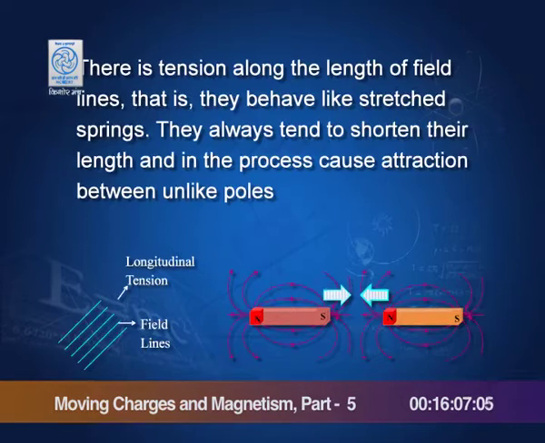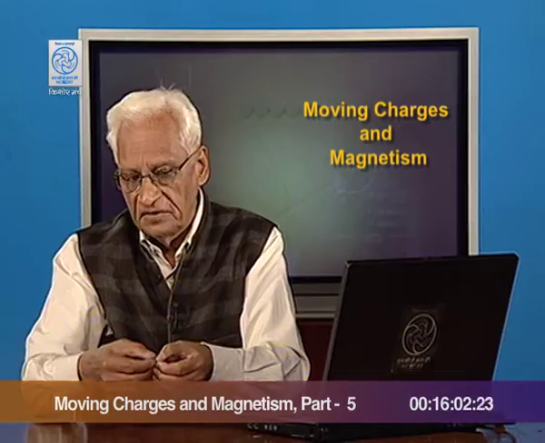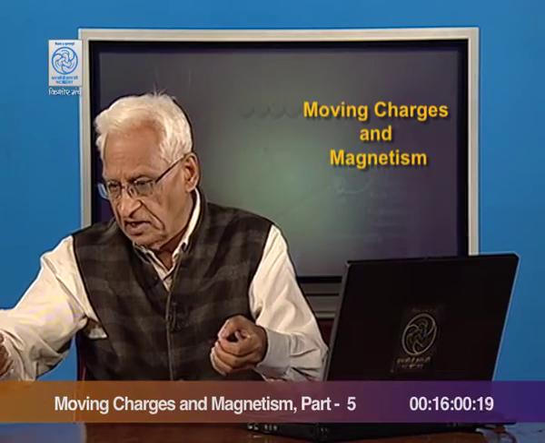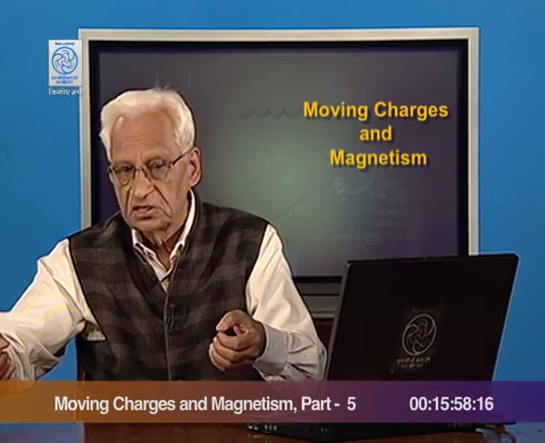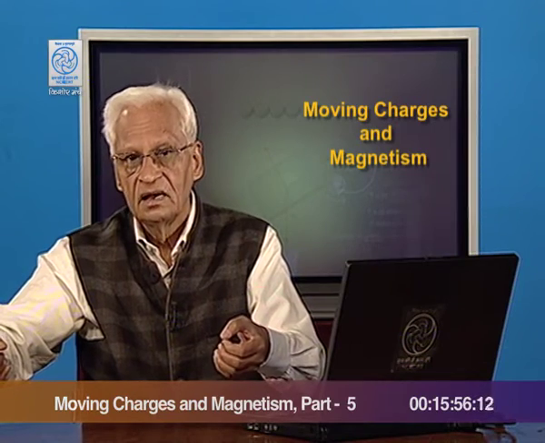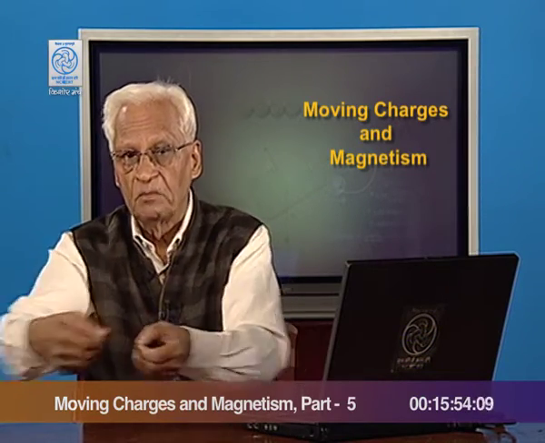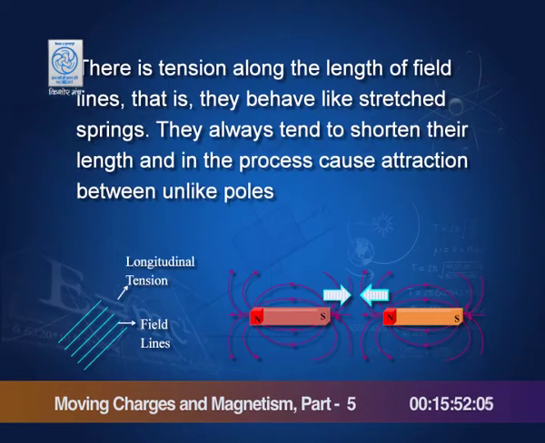Another important property is that there is tension along the length of field lines. If this is a field line, then this field line acts as a stretched spring. That means, if I leave it, it tends to come back. So, they always tend to shorten their length, and in this process they cause attraction between unlike poles.